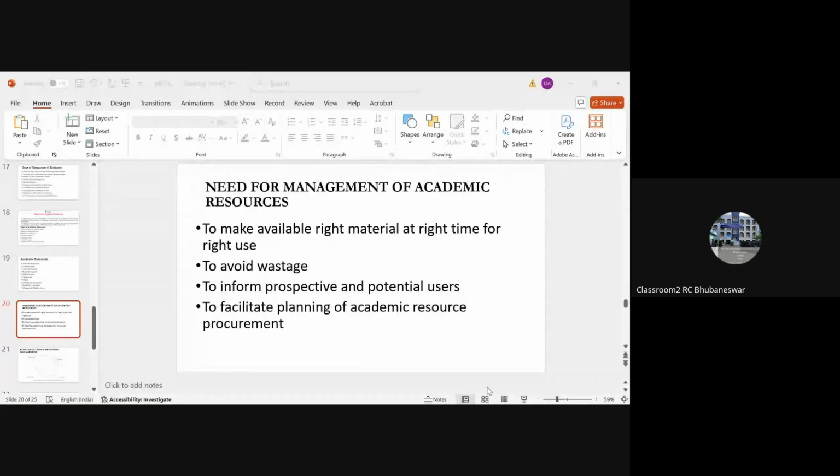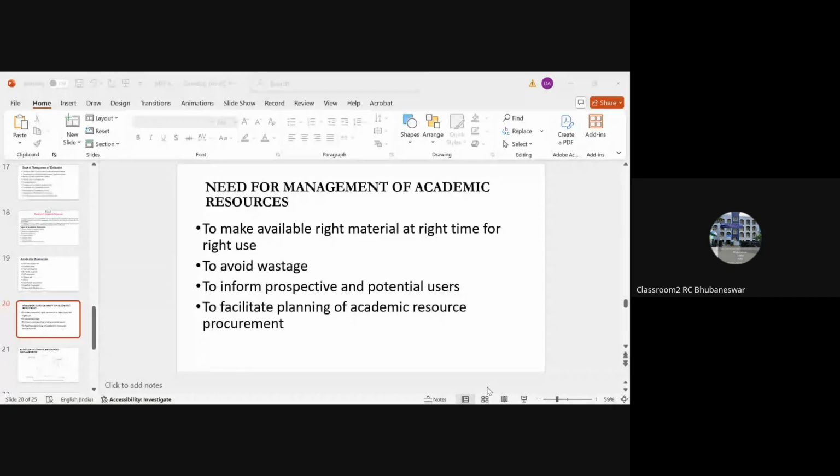Then to make it relevant, contextual, appropriate, suitable, we should be careful and try our best to avoid the waste. Not to waste the time.